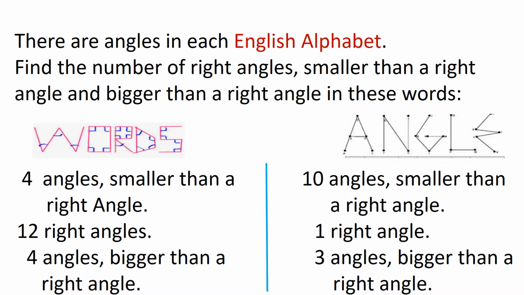Children, did you know there are angles in each alphabet? Yes, each alphabet has angles in them. Find the number of right angles, smaller than a right angle and bigger than a right angle in these words. That is in words and angle. Okay, in words there are 4 angles smaller than a right angle, 12 right angles and 4 angles bigger than a right angle. And in the word angle, 10 angles are smaller than a right angle, 1 right angle and 3 angles bigger than a right angle.